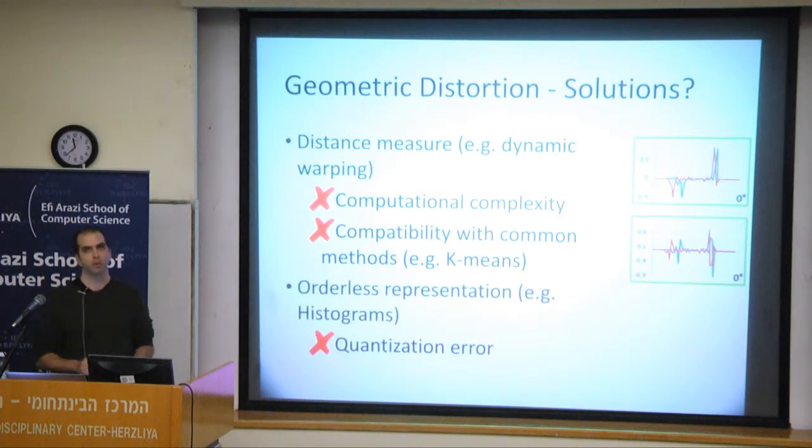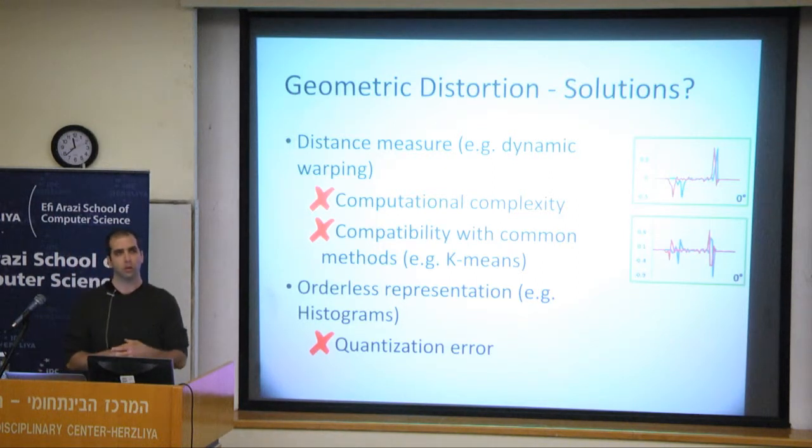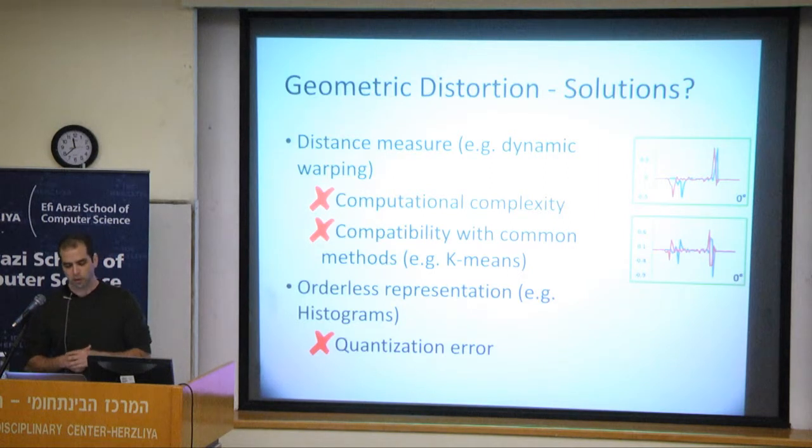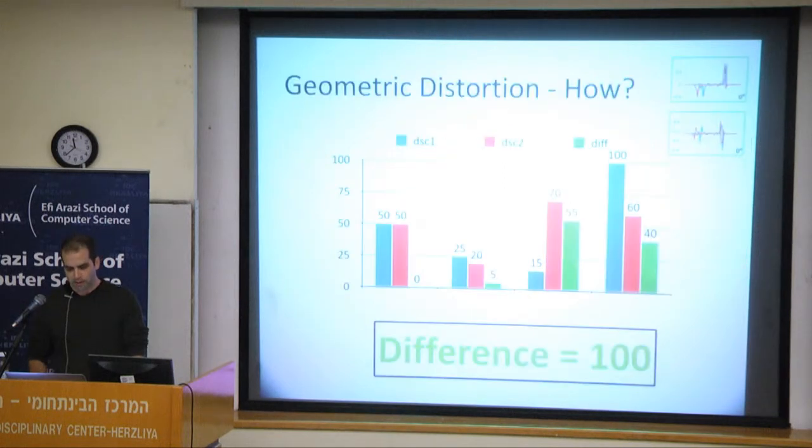Another popular method is using orderless representations such as histograms. The problem with using histograms is the well-known quantization error, which can be alleviated to some extent using soft binning. Instead, we use a novel orderless representation.